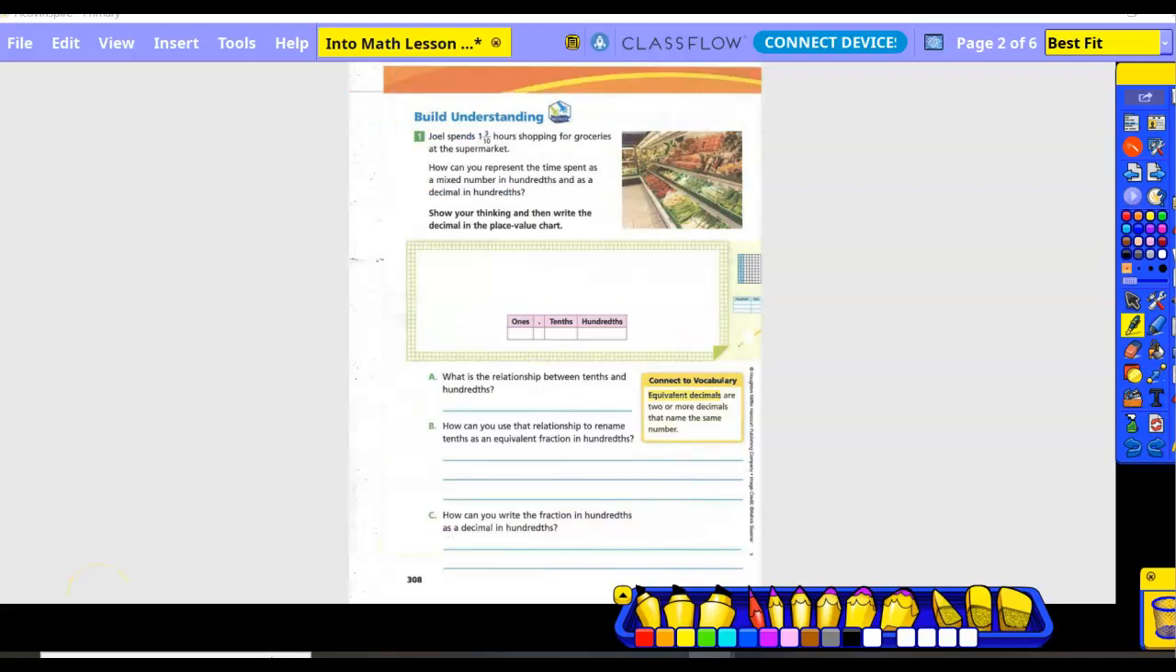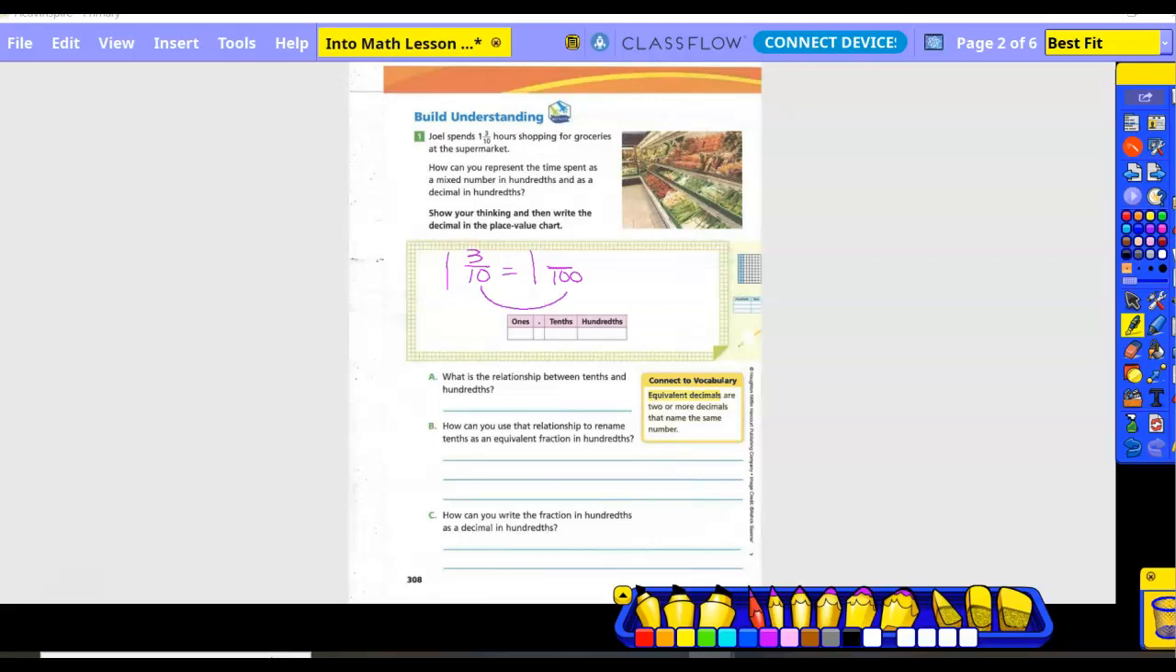Build understanding number 1. Joel spends 1 and 3/10 hours shopping for groceries at the supermarket. How can you represent the time spent as a mixed number in hundredths and as a decimal in hundredths? Okay, so once again, we have the 1 and 3/10. Now, am I changing my whole number? No. That is still going to stay the same, but they want to change it to hundredths, right? So does my denominator change? Yes. So I need to put 100 here.